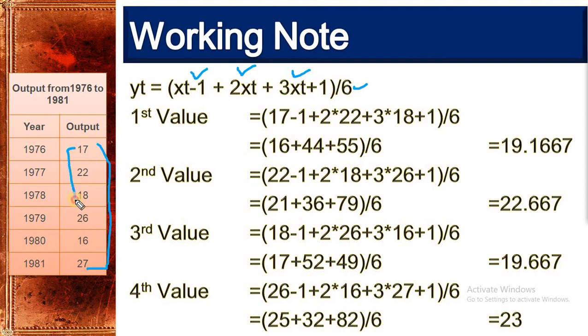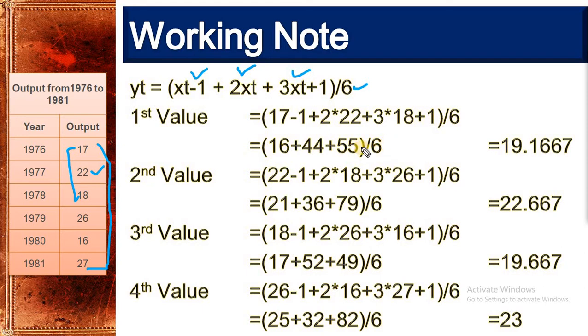The first data set is this: 17, 22, 18. I will apply this formula. xt is 17 minus 1, that's the formula, and 2 into xt, second value, 2 into 22, and 3, third value, into 18, plus 1, which will be divided by 6. So 17 minus 1 is 16, 2 into 22 is 44, 3 into 18 is 54 plus 1 is 55.